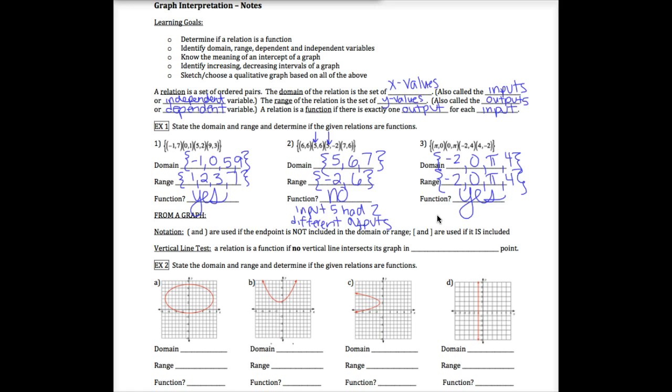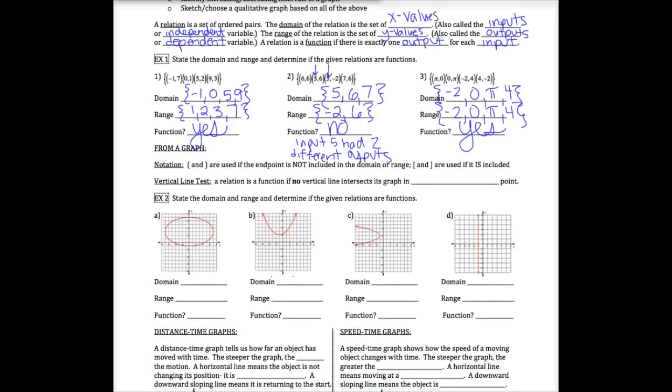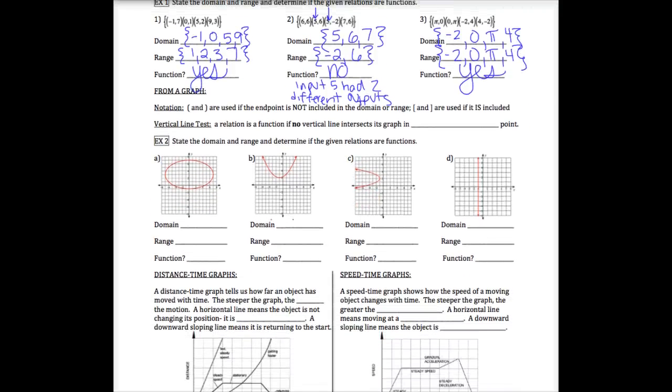Now, when we are looking at domain, range, and is it a function, when we're looking at a graph, the domain and range are going to be different. And we've talked about this before. We studied it a lot when we did our parabola parent graphs. And we did the domain and range two different ways. What we are going to do in this section is going to be interval notation.